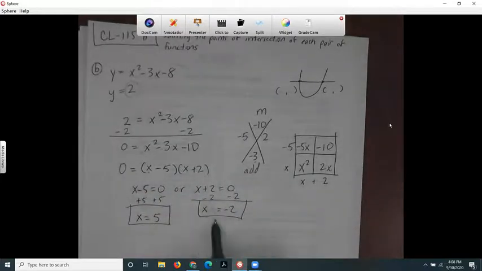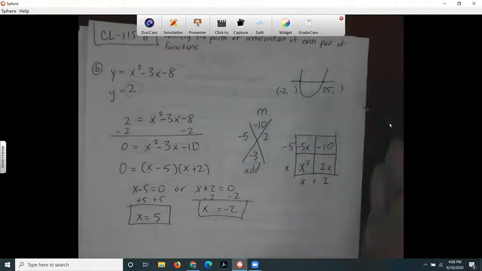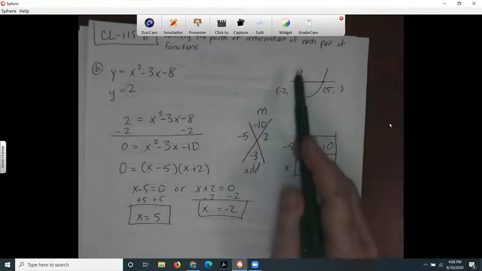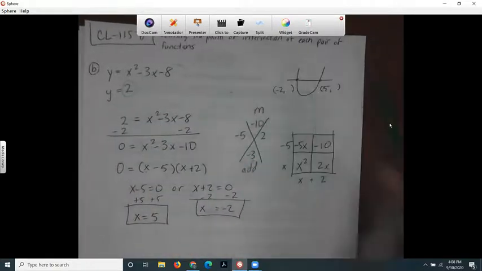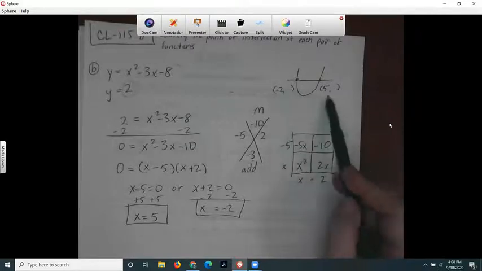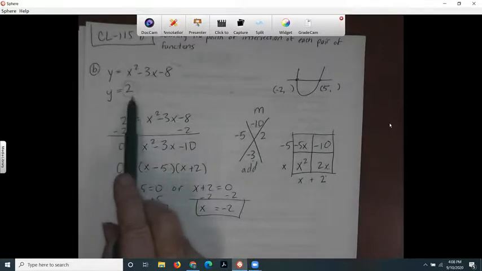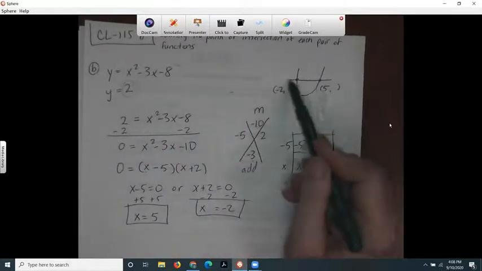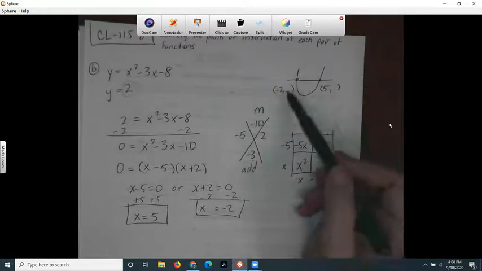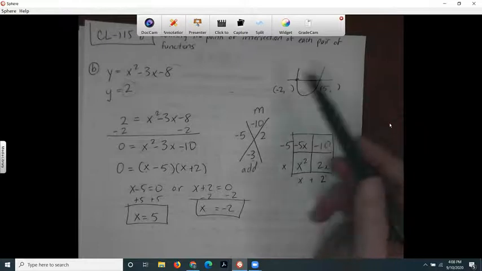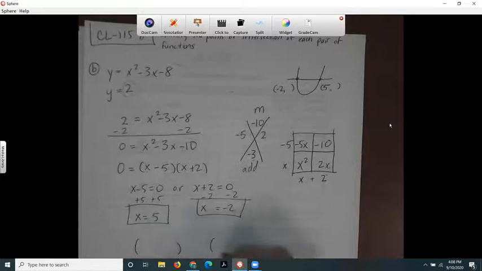What this means is that there are going to be two places where these two functions cross or intersect. I have the x values, I just need the y values. Because this is a horizontal line, it has a zero slope, so I know that the y values are automatically just going to be 2 just by looking at it.